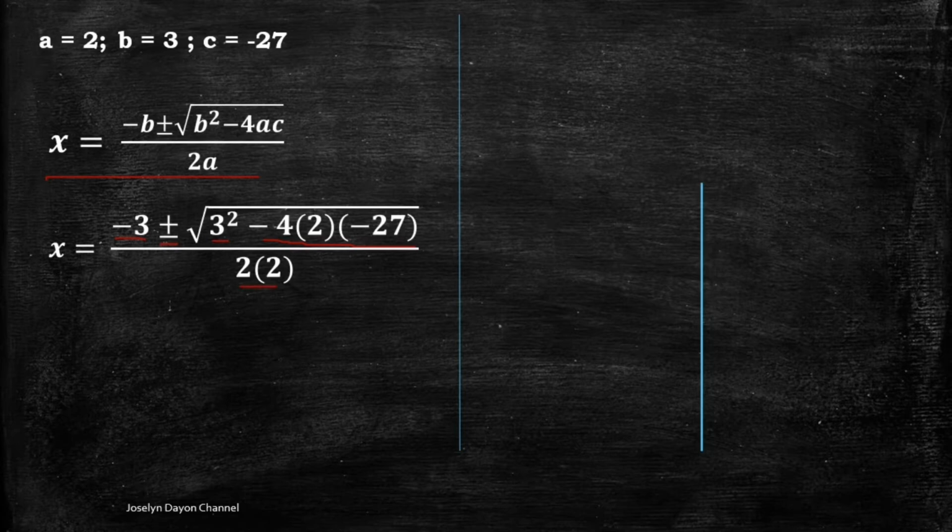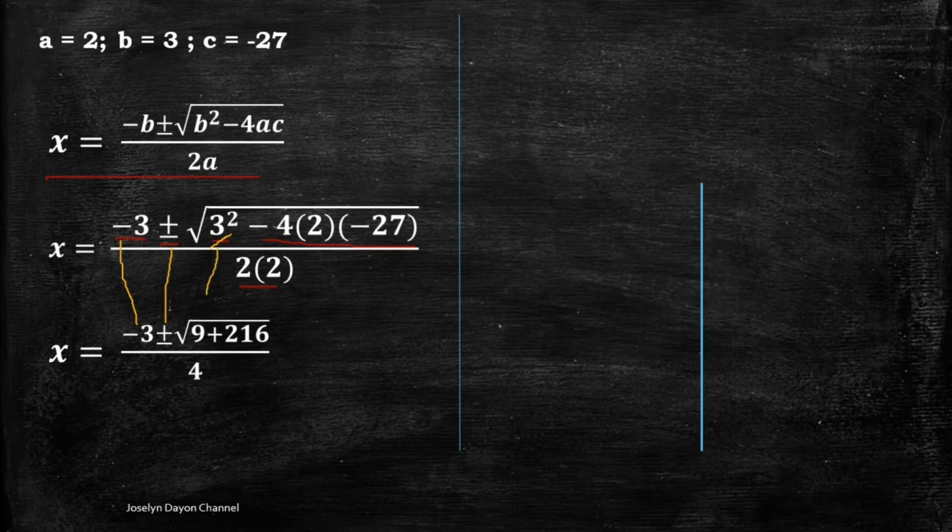Then simplify. Copy negative 3 plus or minus square root of. 3 squared is equal to 9. Then multiply negative 4 times 2, which is negative 8, times negative 27. The answer is positive 216. Then in the denominator we have 2 times 2. The answer is positive 4.